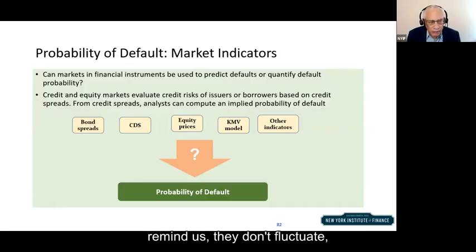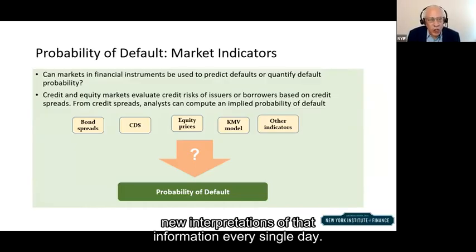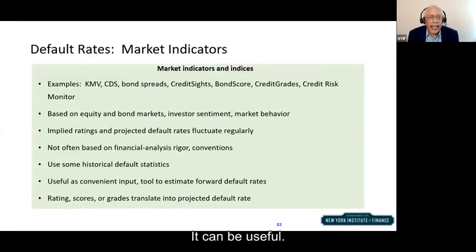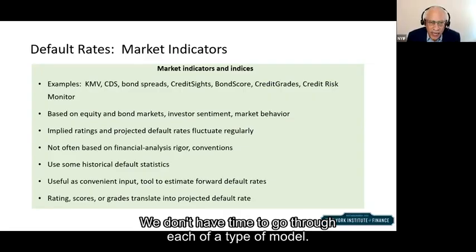Rating agencies, let's just say, remind us, don't fluctuate. Markets change based on new information and new interpretations of that information every single day. So it can be useful. We have bond spreads. We have models. And we don't have time to go through each of the types of models.